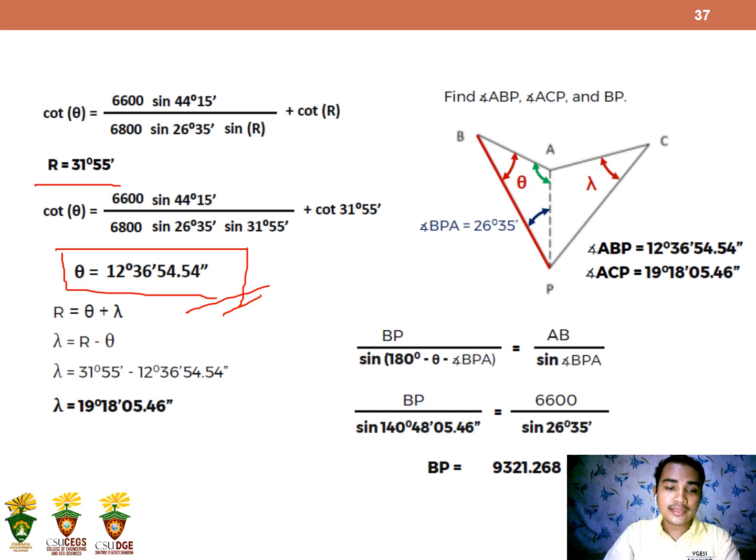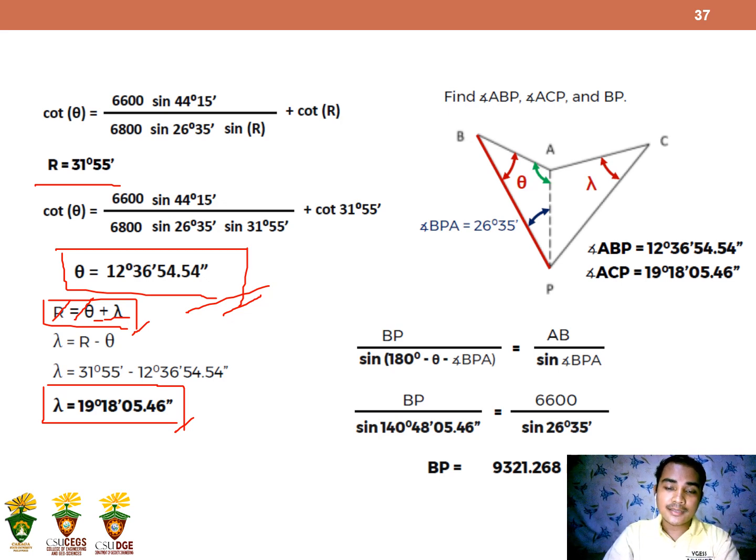And you are going to get the lambda from this relationship, which is R is equal to theta plus lambda. Since we have R and also theta, we can now get the value for lambda. So, lambda is equal to R minus theta. Substitute the values: 31 degrees, 55 minutes minus 12 degrees, 36 minutes, 54.54 seconds. So we now have the value of lambda to be 19 degrees, 18 minutes, 05.46 seconds.